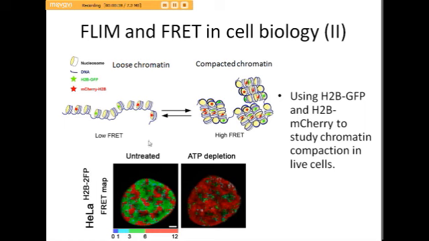So this corresponds to loose chromatin. In the ATP depletion condition, the FRET efficiency increased. It shows red, and red corresponds to higher FRET efficiency than green. So this corresponds to compacted chromatin. By using FRET, we can very conveniently monitor chromatin compaction in live cells. If you are interested, you can go ahead and read the references in the reference list. This is the end of today's lecture.